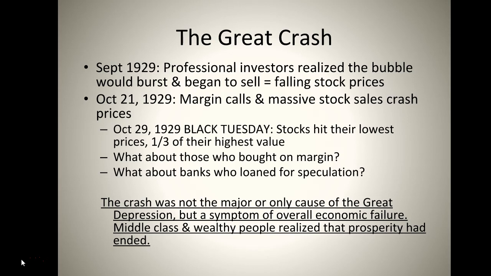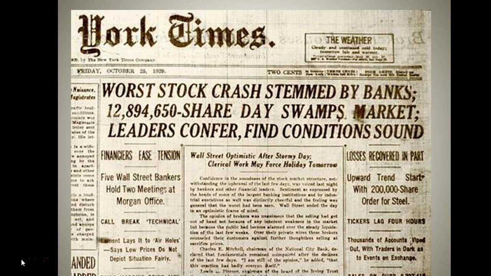So now businesses that need to take out a loan to make their payroll or to cover their overproduction can't do so because banks are hurting so bad that they've raised interest rates. So the stock market crash is not the major or only cause of the Great Depression, but it's a symptom of overall economic failure. The middle class and the wealthy realized that the prosperity period was largely a house of cards. And now you have not only farmers, not only your unskilled labor, not only your working class, not only your middle class that have borrowed too much money, but now you have people involved in the stock market. So we have another segment of the population that cannot participate in the economy anymore.